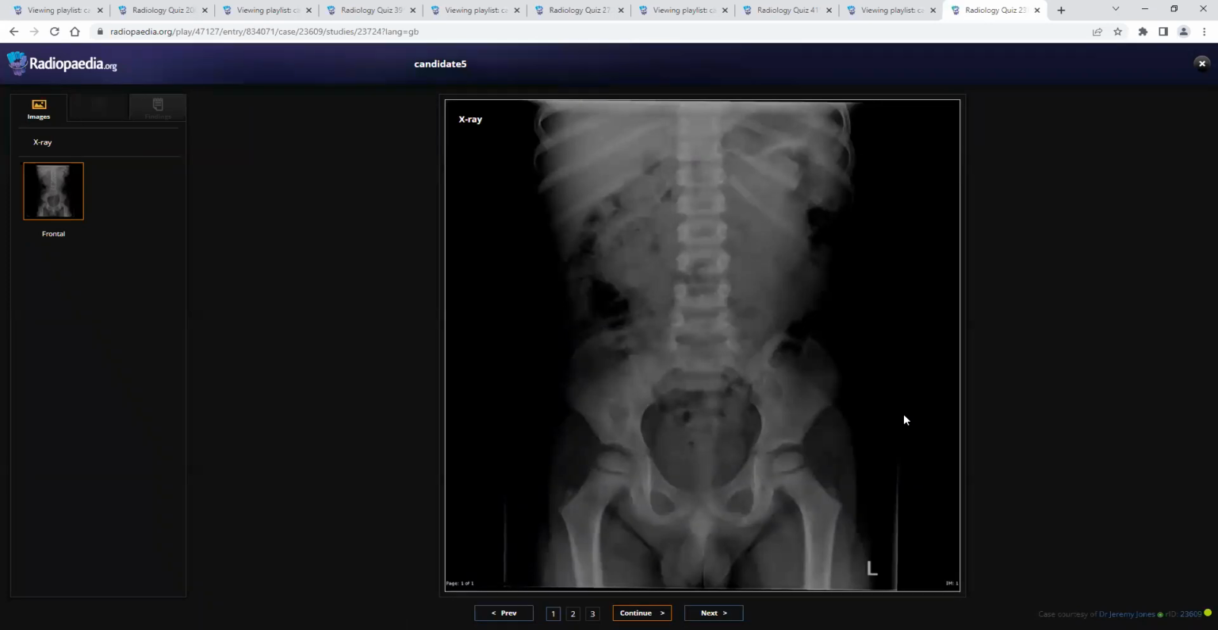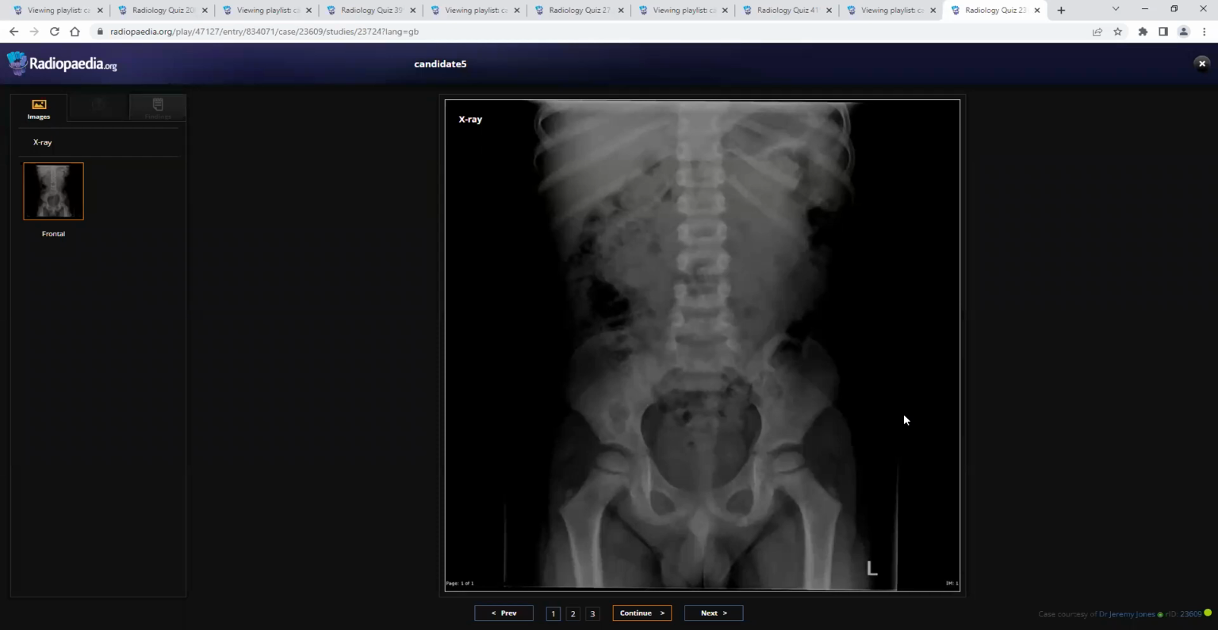Next case. I've been provided with a frontal projection of the abdomen and pelvis of a skeletally immature patient. I'm looking for any obvious abnormality, concentrating on the bones at the moment. The visualized bones appear unremarkable, apart from possibly the left epiphysis of the femur, which appears slightly reduced in height compared to the right one.